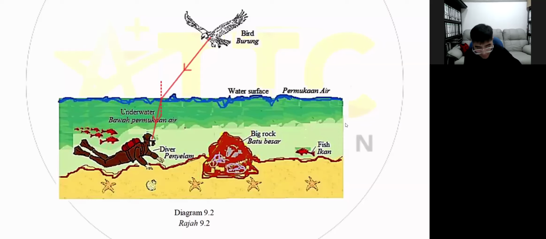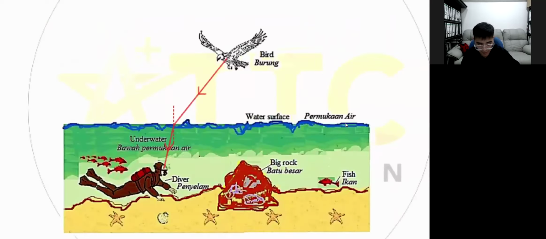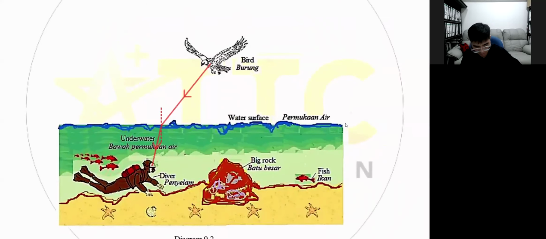Now, actually the diver is not seeing the object of the bird. The diver is actually looking at the image of the bird. So over here, you have to draw another light ray in dotted line, and the angle has to be the same as the angle of the refracted ray.